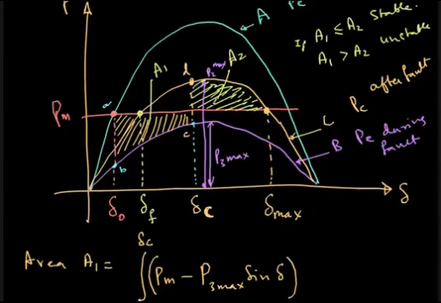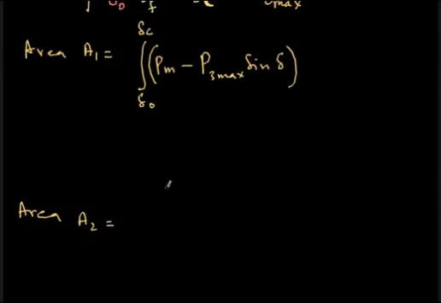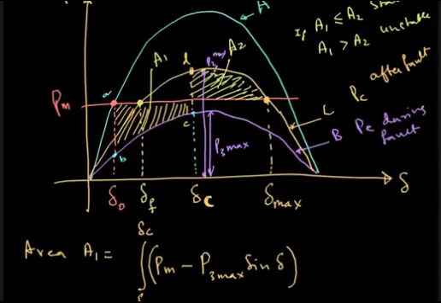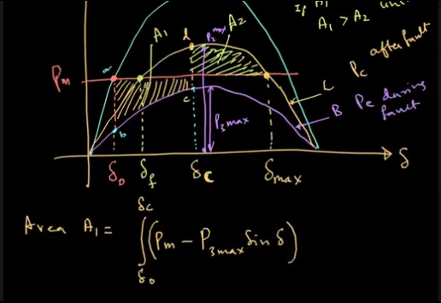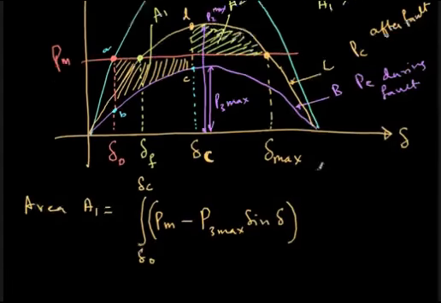So area 2 is this area. So the limits are delta C to delta max. So I'll have to integrate something from delta C to delta max. And what I have to integrate is the higher value, the electrical power with P2 max as the amplitude. So P2 max sine delta minus Pm is anyway straight from here to here. So minus Pm.